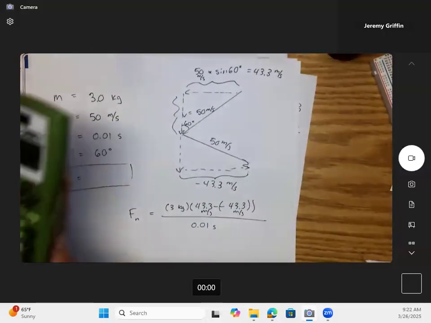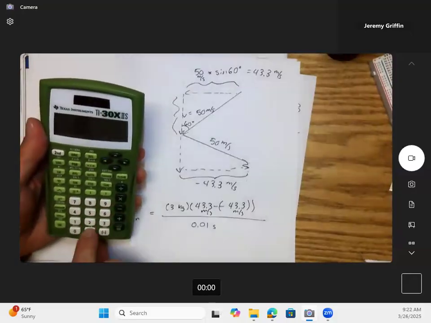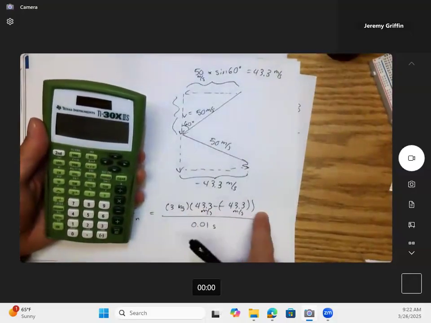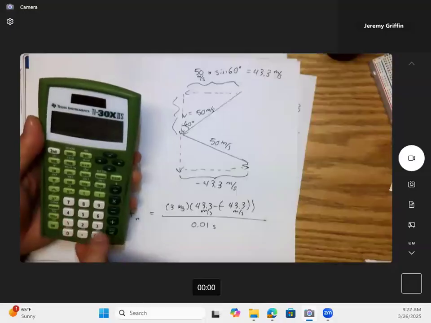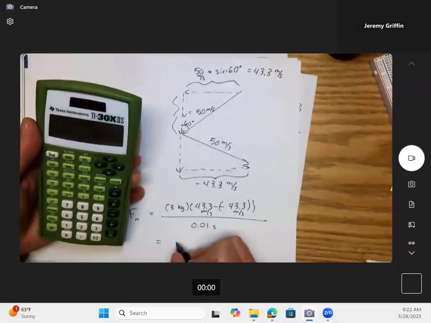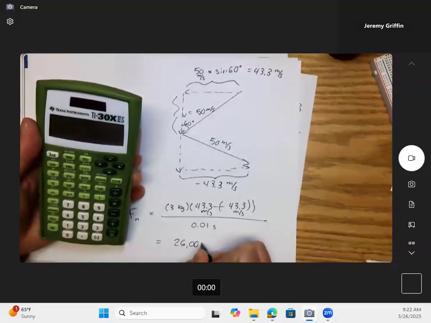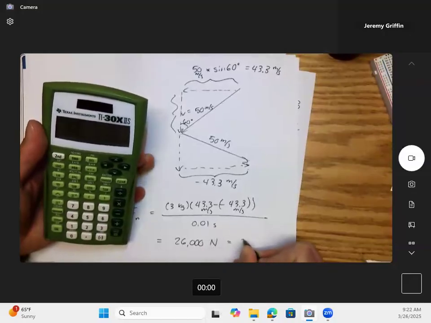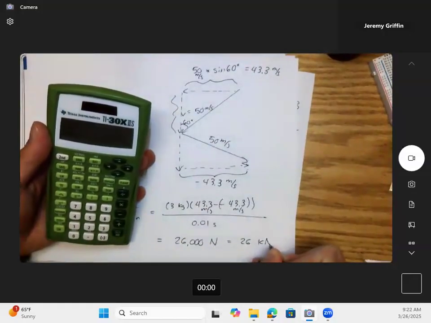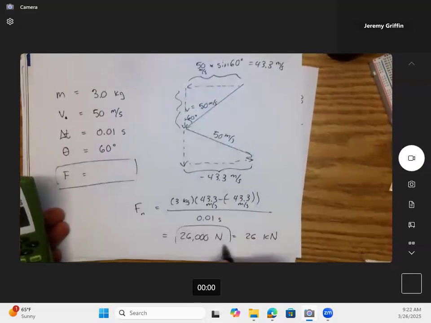So let's do 3 kilograms times 86.6 meters per second, the change in velocity, divided by 0.01 seconds. So 26,000 newtons, or you could say 26 kilonewtons. There you go.